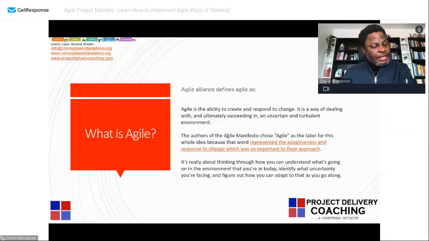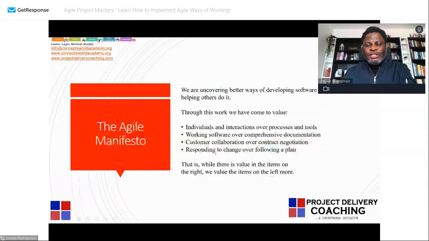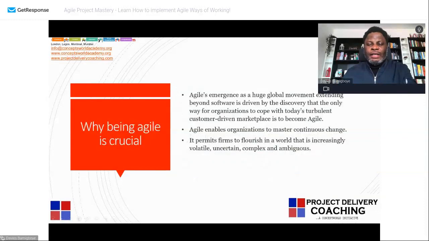This definition says agile is about adaptiveness and responding to change. Imagine you are in a situation where the marketplace is constantly changing. If you want to be rigid, you don't want to be adaptive and respond to change quickly, then it is going to be difficult for you to catch up.